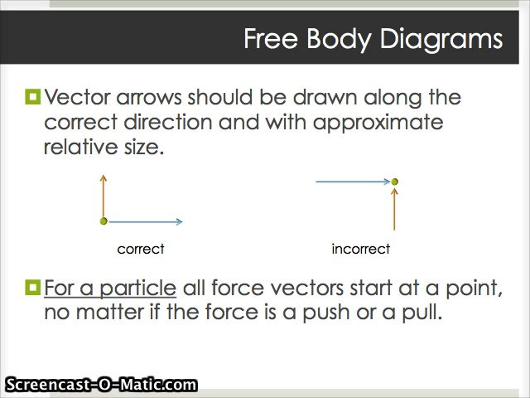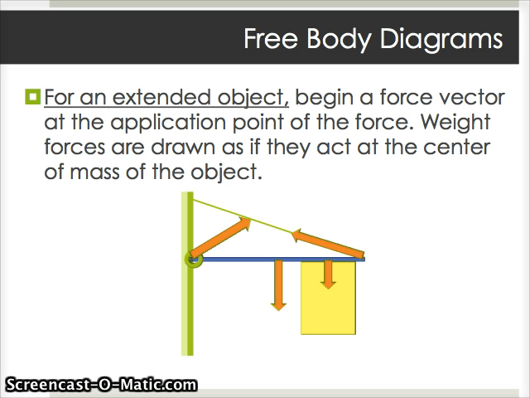If we have an object that is extended, like this blue rod here, then the forces no longer come just from a dot, they come somewhere along that extended object. But notice that the arrows still point away from the object. They just have a particular location along the object's length.